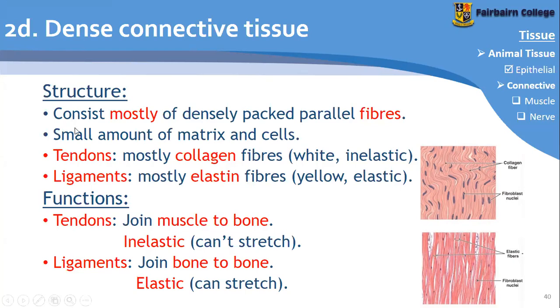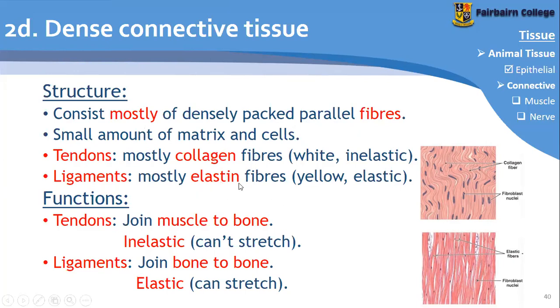Let's go back up and look at the structure again. In general, dense connective tissue, so tendons and ligaments, consists mainly of densely packed parallel fibers. A lot of fibers. You can see some of the fibers here. There is a small amount of matrix and cells, so mostly fibers and very little matrix and cells. Then tendons have mainly collagen fibers, and ligaments have mainly elastin fibers.